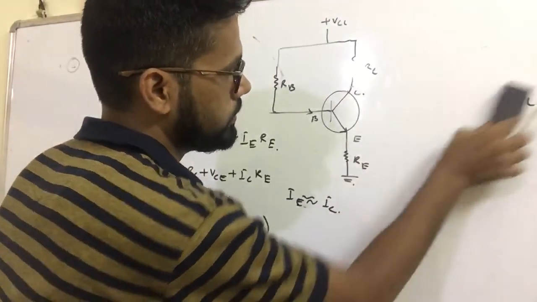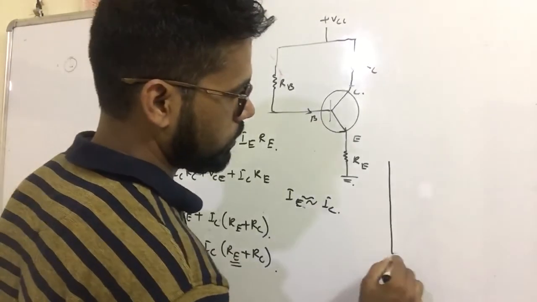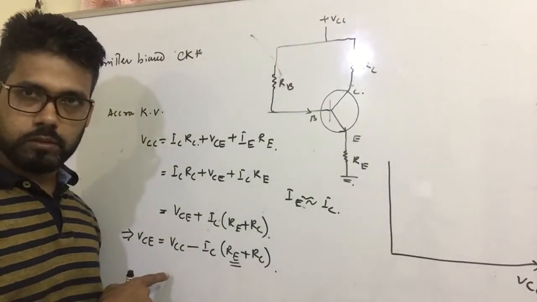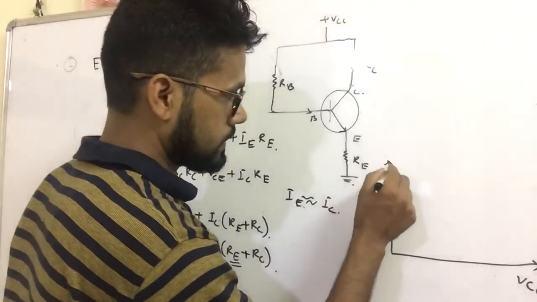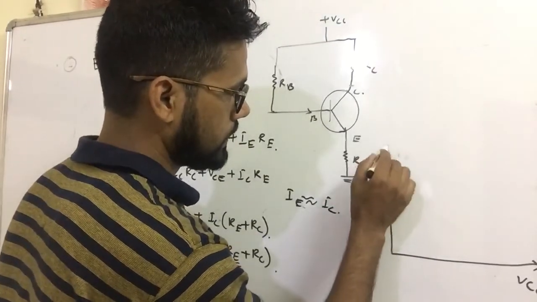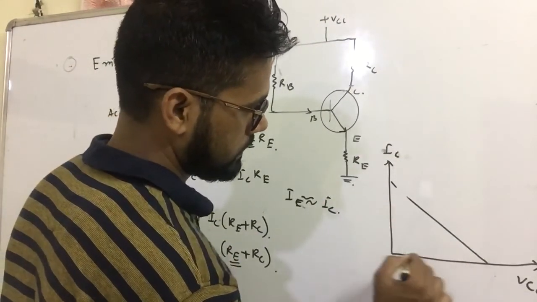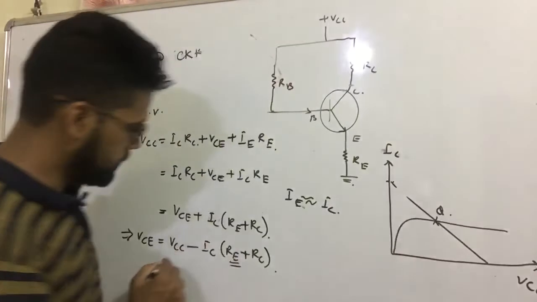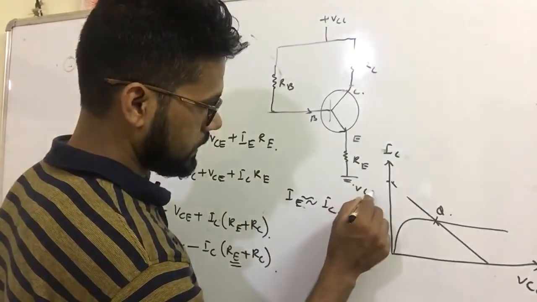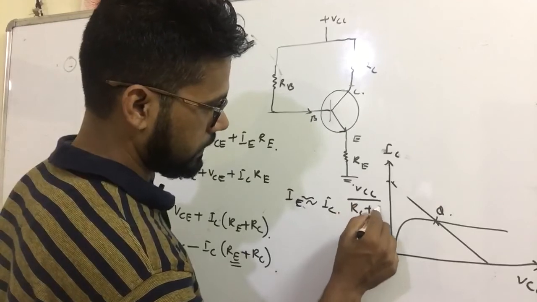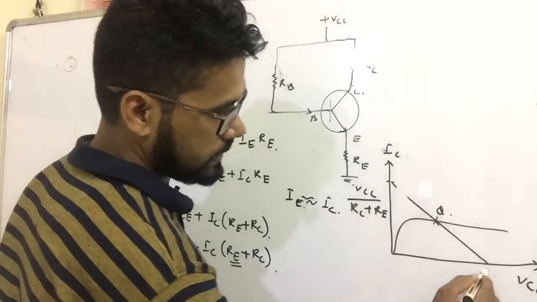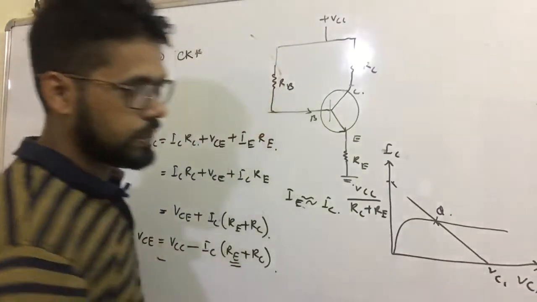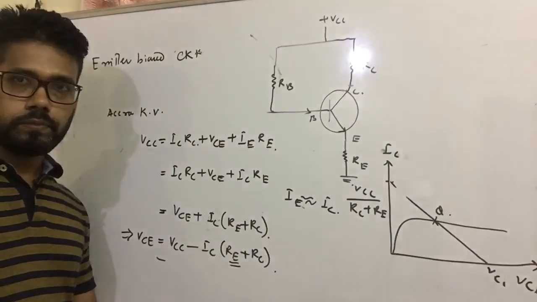If you see the load line analysis, again in common emitter bias configuration, this is IC, this is the load line, this is the characteristic curve, this is the operating Q point. So this will be from this equation. If you plot VCC divided by RC plus RE, and this is VCE, and this is clear.